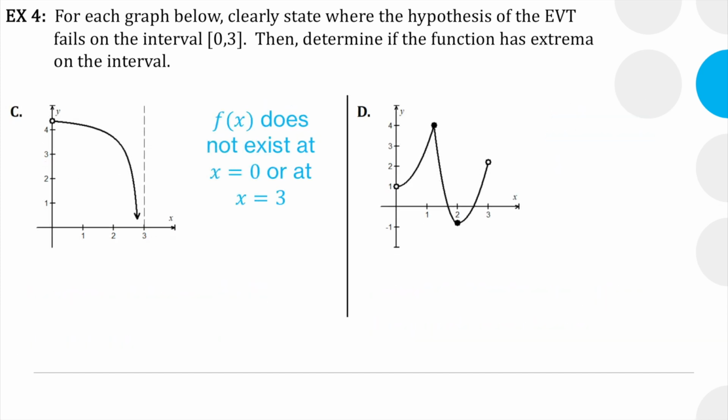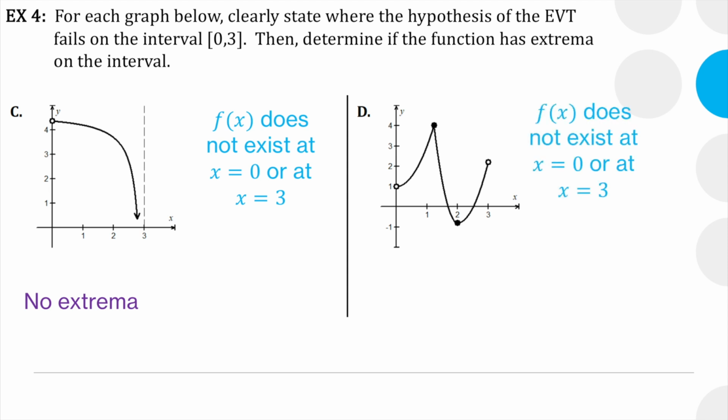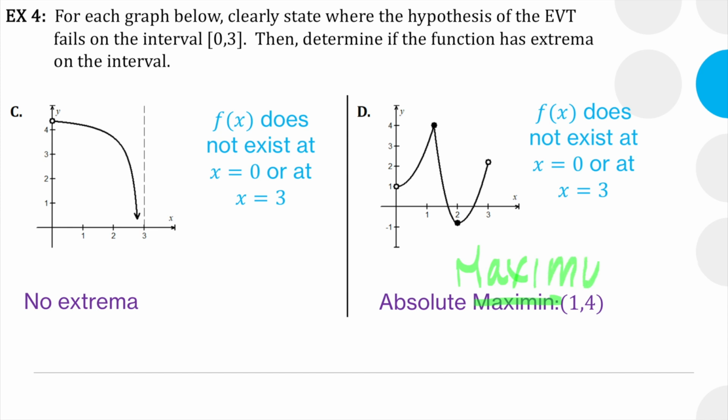This one, f of x doesn't exist at 0 or at 3, and we happen to have no extrema on this one. And then D, once again, f of x does not exist at 0 or at x equals 3, but we do have an absolute maximum. I misspelled that. Maximum at 1, 4, and an absolute minimum at 2, -1.